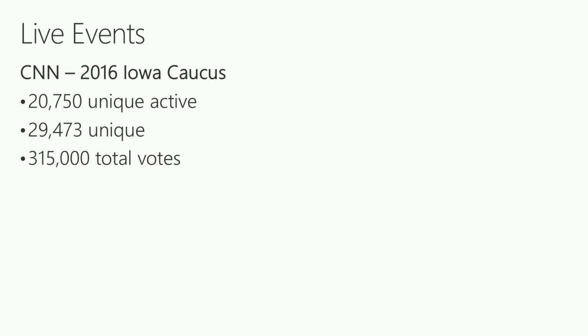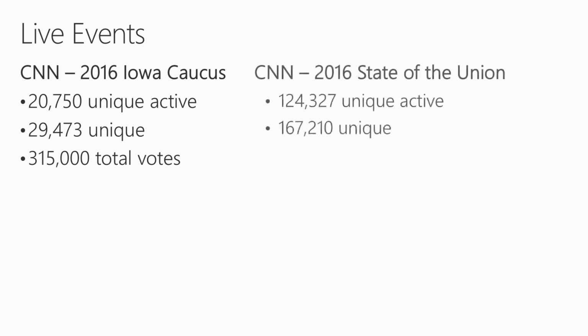The difference between unique and unique active is that unique active represents the max number of users that voted in the same interval. Essentially, there was an interval during the caucus where 21,000 users voted during the same exact interval. Unique, on the other hand, represents the total number of users that visited and voted on the Pulse at least once. A slightly larger event was the 2016 State of the Union.